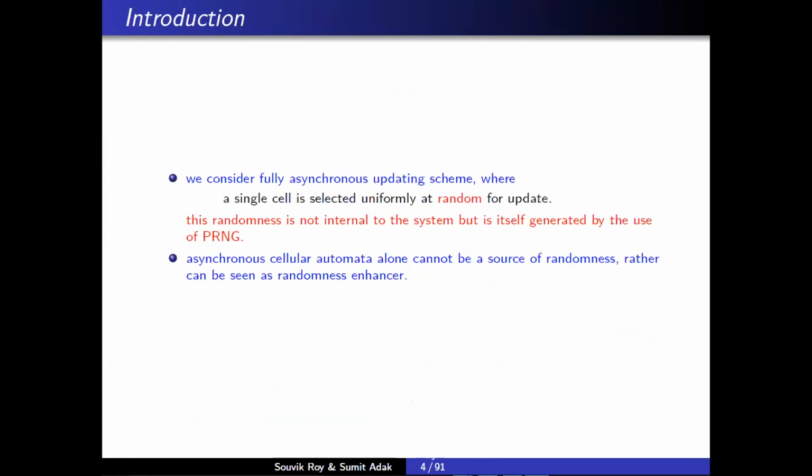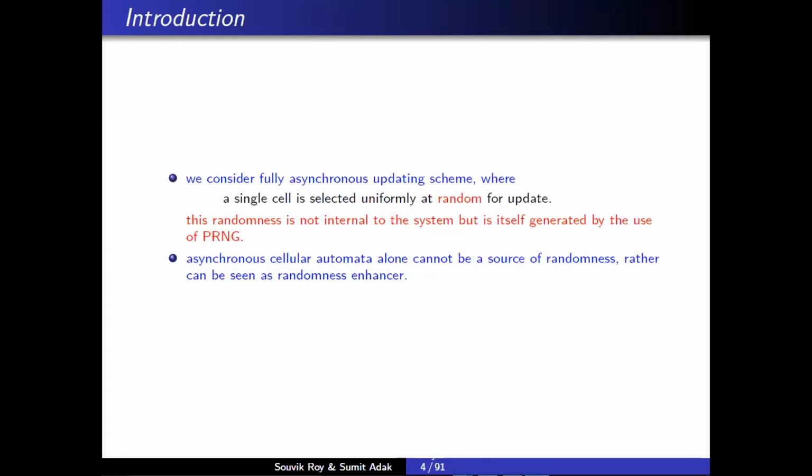Here we are exploring the fully asynchronous updating scheme in elementary cellular automata, where a single cell is selected uniformly at random for update. But the randomness is not actually internal to the system, because if we update our cellular automaton following the fully asynchronous scheme, we have to select one cell randomly, so that randomness comes from outside.